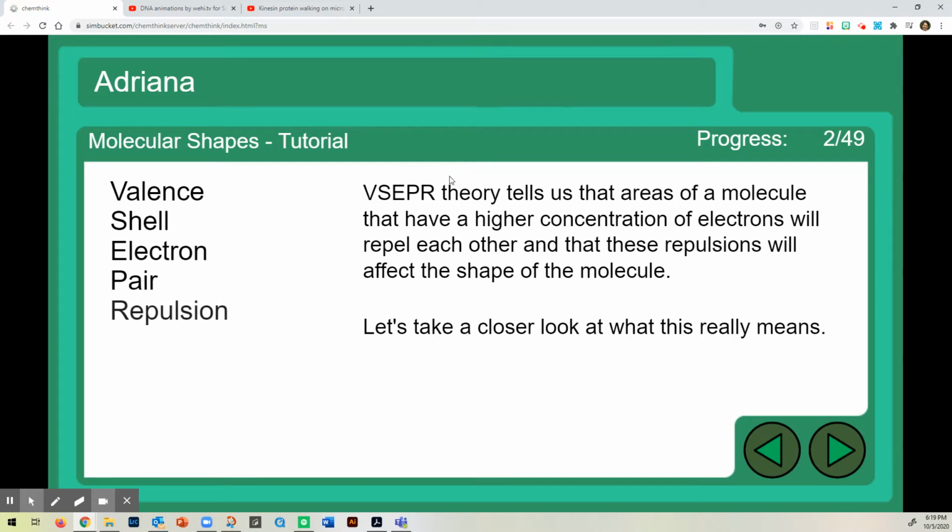What does it stand for? First of all, it's this very clunky acronym that stands for valence shell electron pair repulsion. So that's a fun mouthful. Valence shell electron pair repulsion theory tells us that areas of a molecule that have a higher concentration of electrons will repel each other, meaning those areas want to push away from each other, right? And that's going to affect the shape of the molecule.